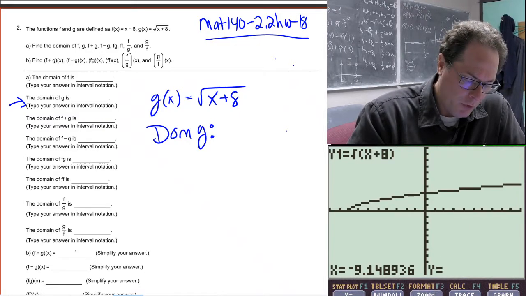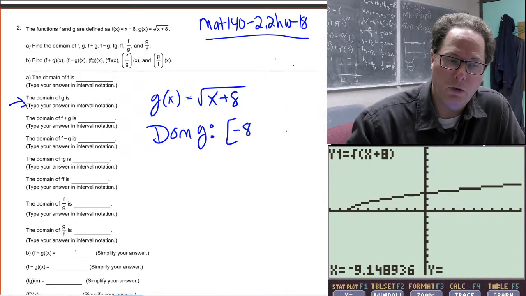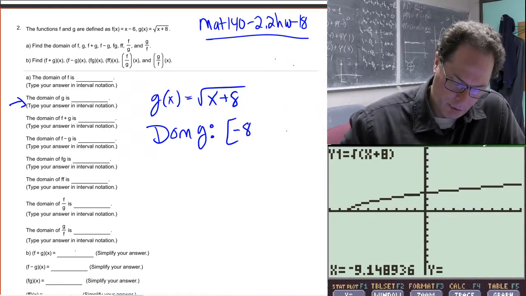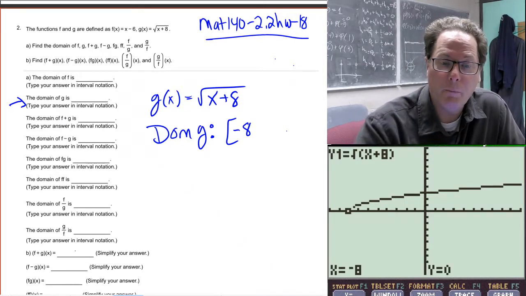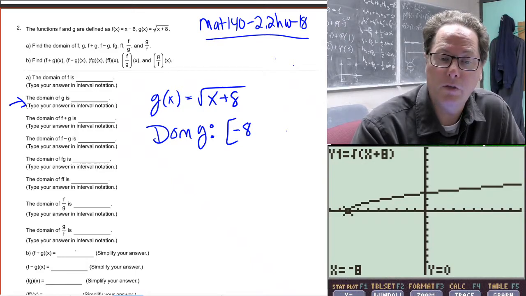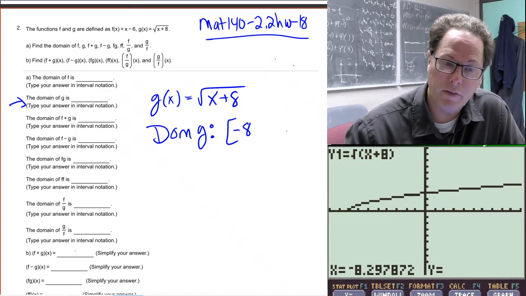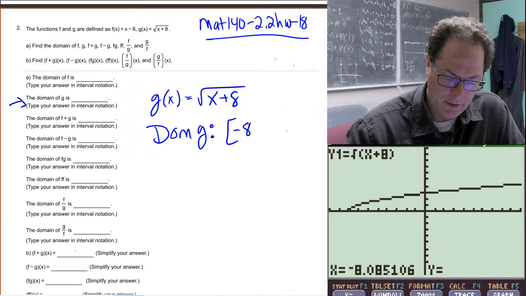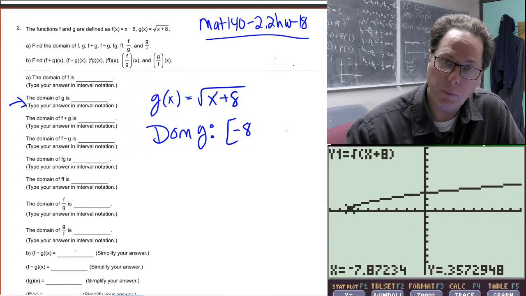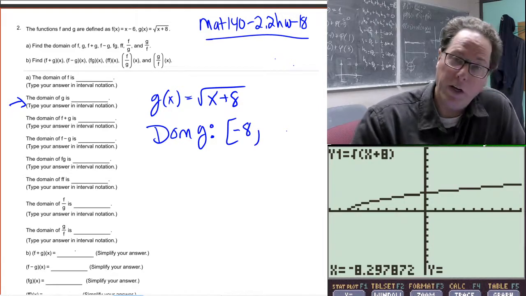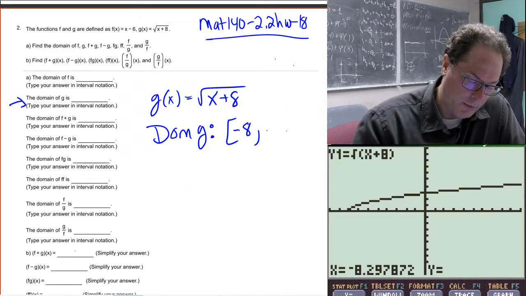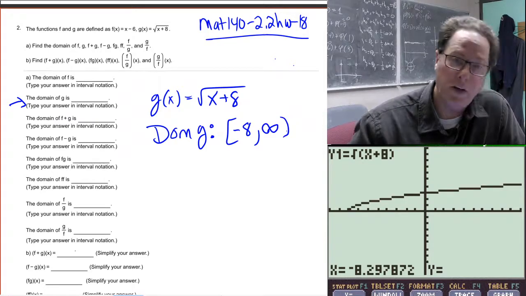The domain of g, well, you might ask yourself, is negative 8 a possibility? Notice I put a bracket there. Go over here and type negative 8 and see if it works. Sure enough, there's an output. You get 0. But just to the left, it's not. To the right, it is, but not to the left of negative 8. So that's what we're going to say. We're going to start at negative 8, include negative 8. That's what that square bracket means. And we're going to head out to positive infinity.